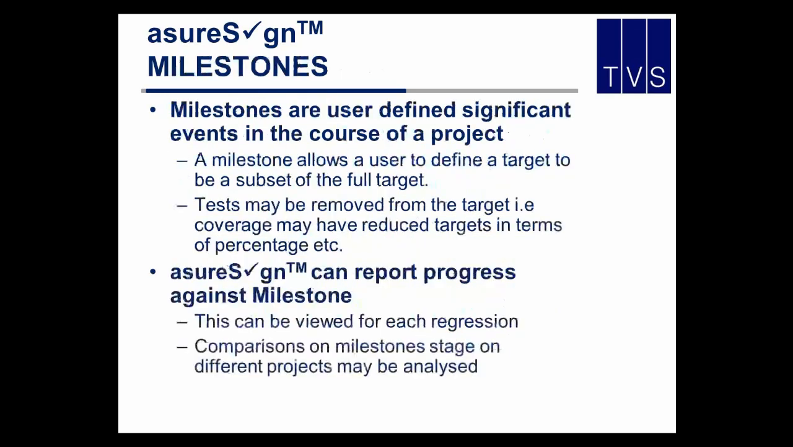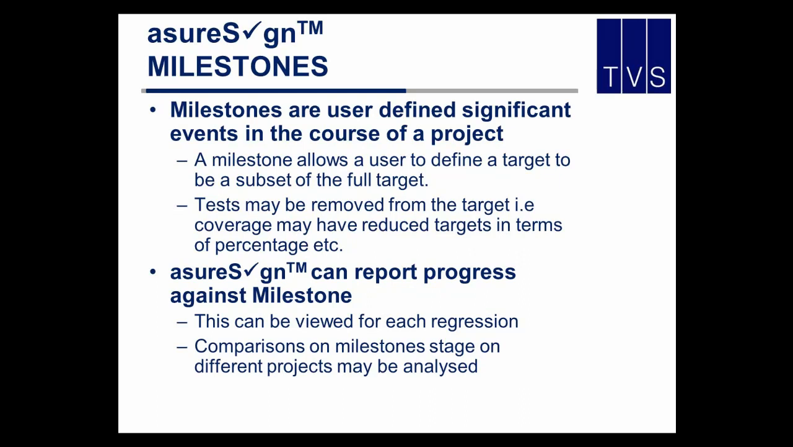The milestones are user-defined, and this is for significant events to allow you to control the progress of the project. So it will allow a user to define a target to be a subset of the full target. So we can say, let's say half of our tests should be written at this point, all of our tests should be written by this point, all of these tests should be running by this point. You can turn around and stagger this, and you'll have an early indicator if you're going to start running behind.